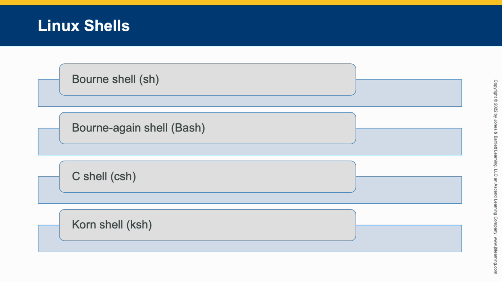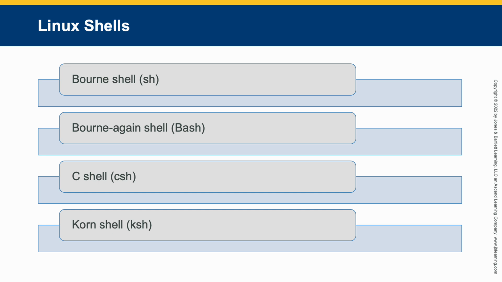The Bourne shell, often referred to as SH, is one of the earliest and most fundamental command line interpreters in Unix-like operating systems, developed by Stephen Bourne at AT&T Bell Labs in the late 1970s. It introduced several key features that have become standard in shell scripting. These include control structures like if-then-else statements, loops, and functions, which allow users to write complex scripts for automating tasks. The Bourne shell is known for its simplicity and efficiency, making it a reliable choice for system administration and scripting.